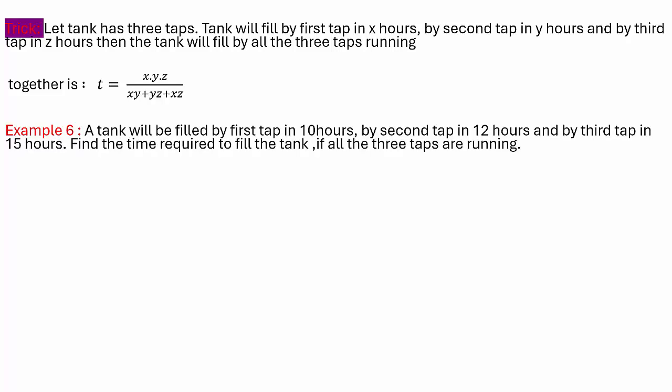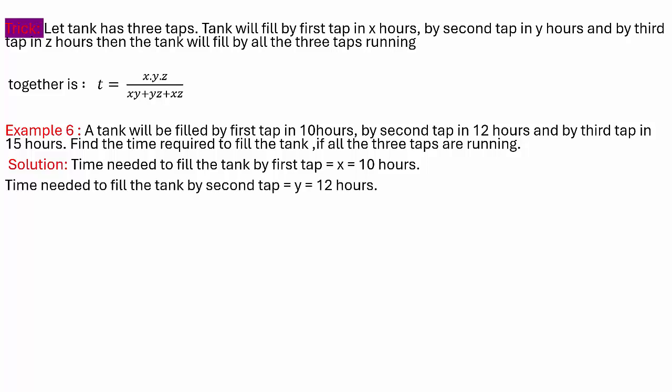Example: the tank will be filled by the first tap in 10 hours, by the second tap in 12 hours, by the third tap in 15 hours. Find the time required to fill the tank if all the three taps are running. Time needed to fill the tank by the first tap is x equal to 10 hours. Time needed by the second tap is y equal to 12 hours. Time needed by the third tap is z equal to 15 hours.